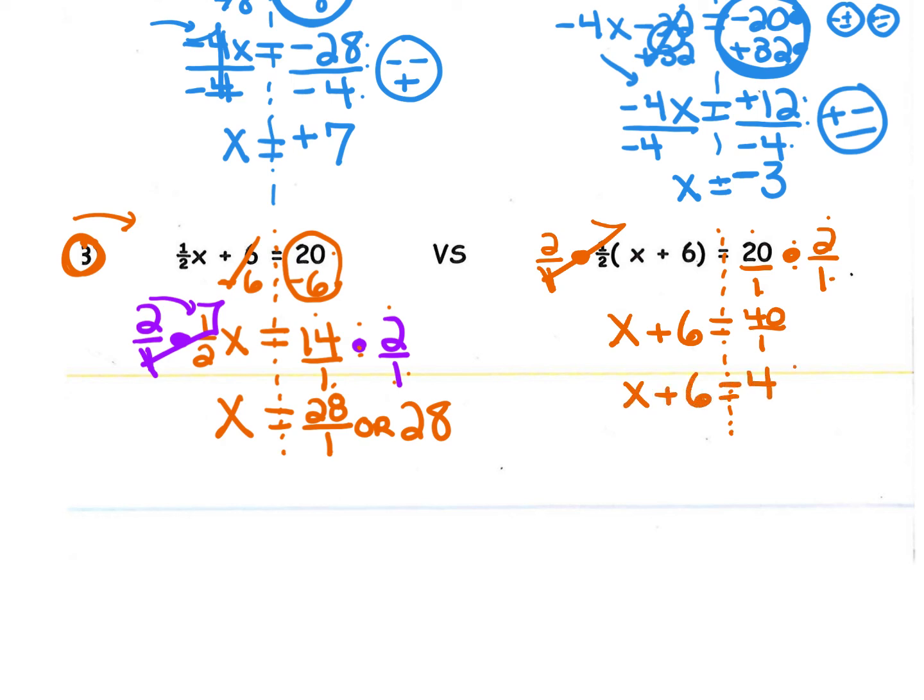Let's write it this way. Now we only have one step left. Let's eliminate the plus 6. Subtract 6 from both sides and combine these terms. You're left with 40 and a loss of 6. You get 34.